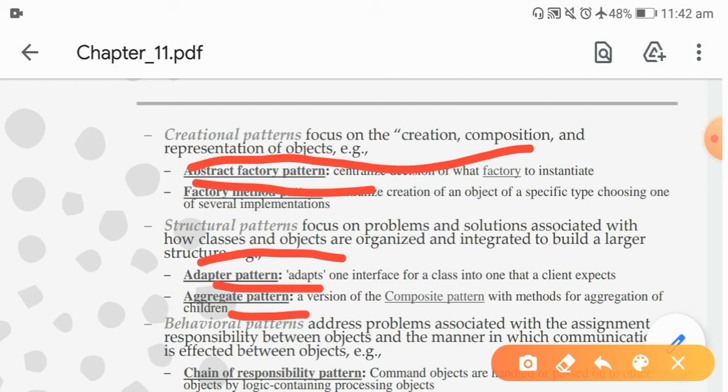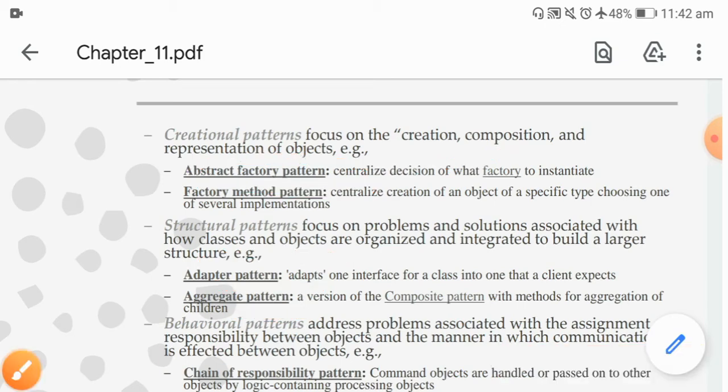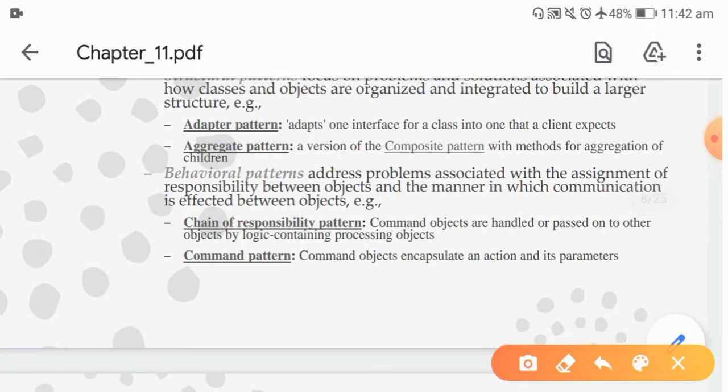Now the next one is the behavioral pattern. So what is the behavioral pattern? Behavioral patterns address problems associated with the assignment of responsibility between objects and the manner in which communication is effective between objects. For example, the chain of responsibility pattern. In the chain of responsibility pattern, command objects are handled or passed on to other objects by logic-containing processing objects, and in the command pattern, the command objects encapsulate an action and its parameters.